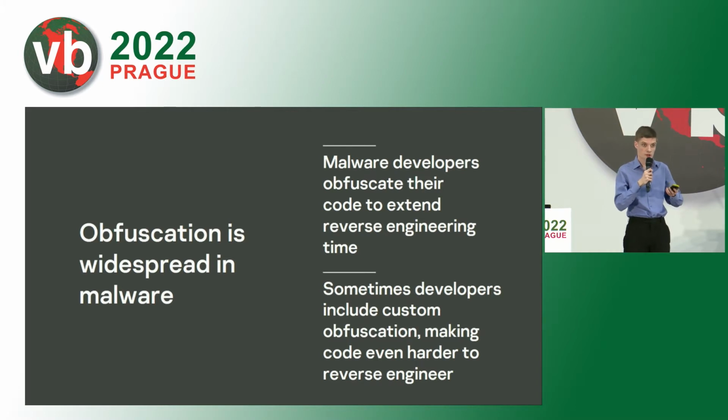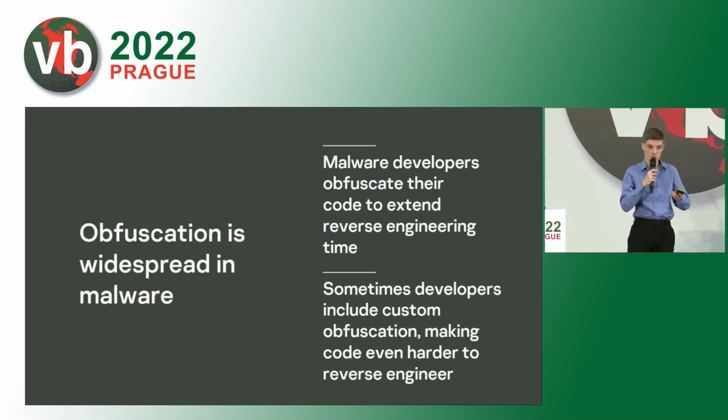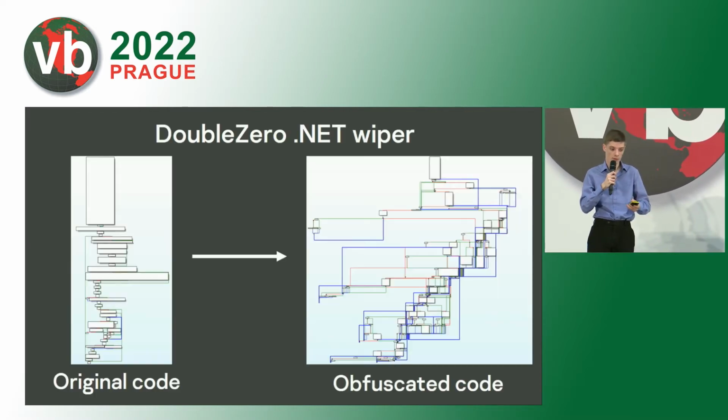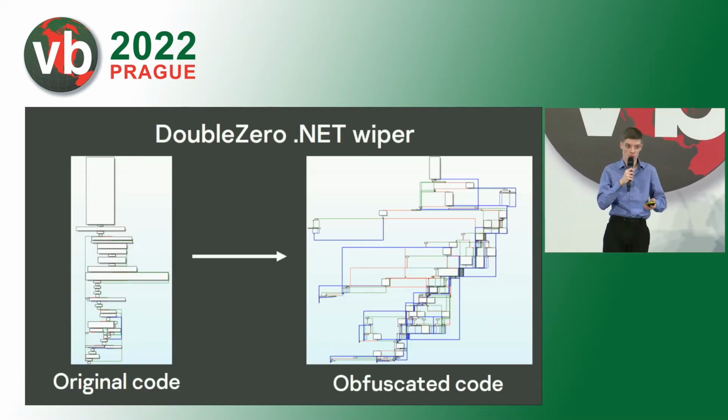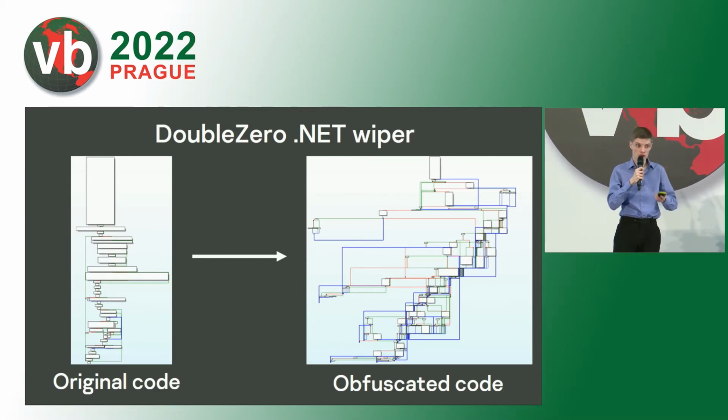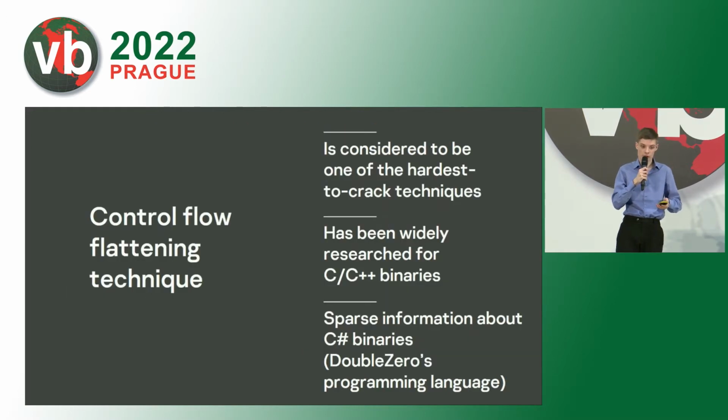And I personally met the situation in March 2022 when I needed to analyze a .NET wiper called 00 that was deployed in Ukraine. Its code was extended to tens of thousands of lines through a technique that's called control flow flattening. I'll tell you how it works later, but for now, I'll say that it is considered to be one of the most tough to crack techniques.